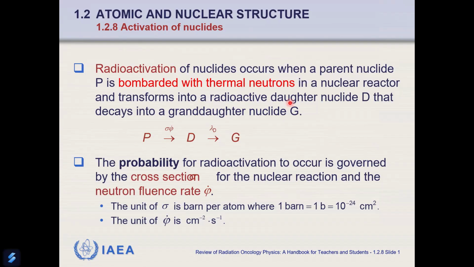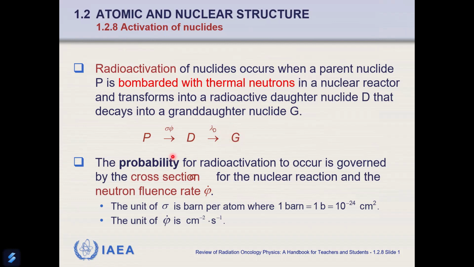Another thing which I would just want to briefly point out is radioactivation, or thermal activation of neutrons. Basically, this occurs if you bombard a target or a parent nuclide in a nuclear reactor with thermal neutrons. That would transform that nuclide into a daughter nuclide. So similar to a serial radioactive decay, if you bombard a parent with thermal neutrons, then you would get a daughter. And that daughter usually would be unstable and would give you a granddaughter. So this is like an artificial way of creating radioactive material.